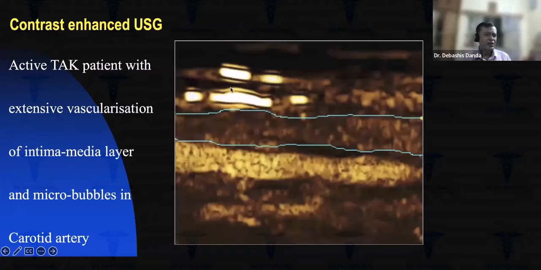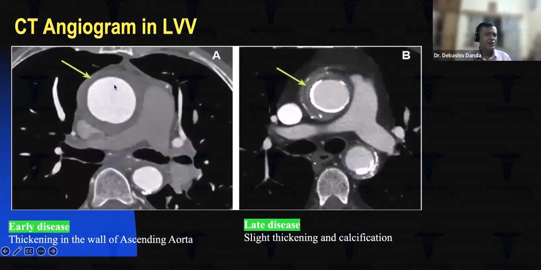So this is a contrast enhanced ultrasound, which is rare. Earlier, ultrasound never had a contrast. Doppler never had a contrast. Now advanced ultrasound has contrast enhanced ultrasound, which is very good. In this patient of Takayasu with extensive vascularization in the intramedial layer, microbubbles are seen in the carotid artery. The CT angiogram in large vessel vasculitis is showing, in early disease, maybe thickening of the vessel wall in the ascending aorta, whereas in late disease you can get slight thickening and more calcification.